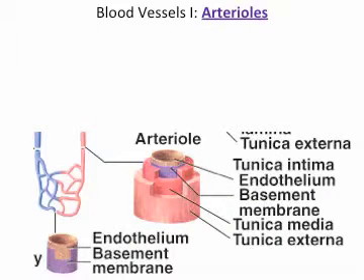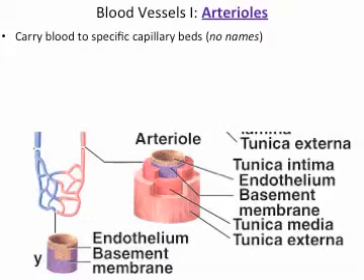And then as you get smaller and smaller, we've gone from large to medium, you go to a small artery, and then you go into an arteriole. In this cartoon of an arteriole, you can see that you've got a tunica intima with the endothelium and basement membrane. You have a thinner tunica media and thinner tunica externa. The arterioles are also called the resistance vessels because that's where most of the vasomotion that controls your blood pressure occurs.